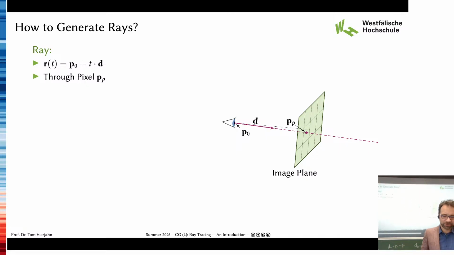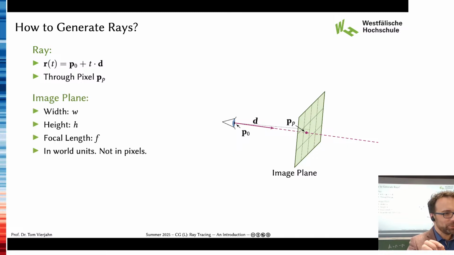Correct. So correct answer, or many correct answers. But as I said, the image is telling too much. It shouldn't tell everything right now. I should have deleted some of the lines. But you said you know the position of the image plane, and you know more. You know the width, the height, and the focal length. Hopefully. And you were talking about pixels.